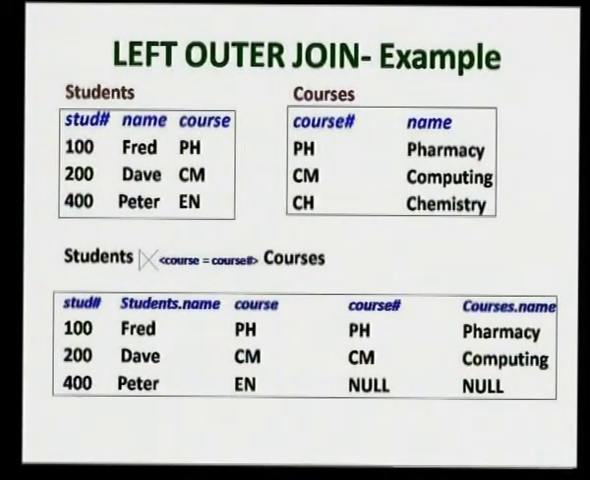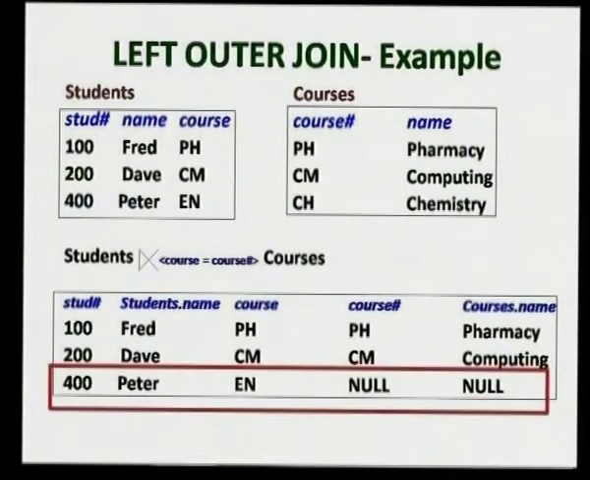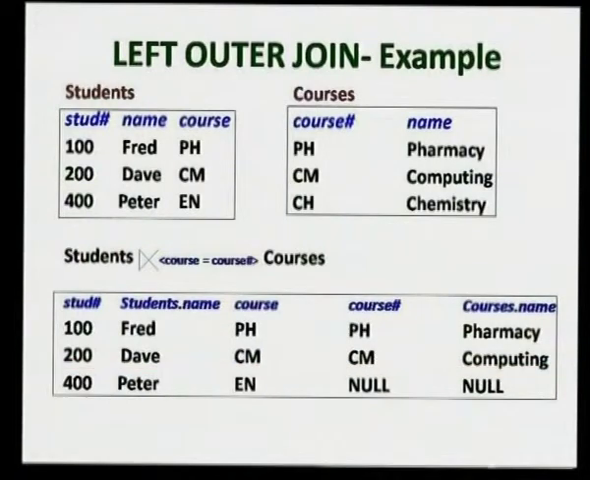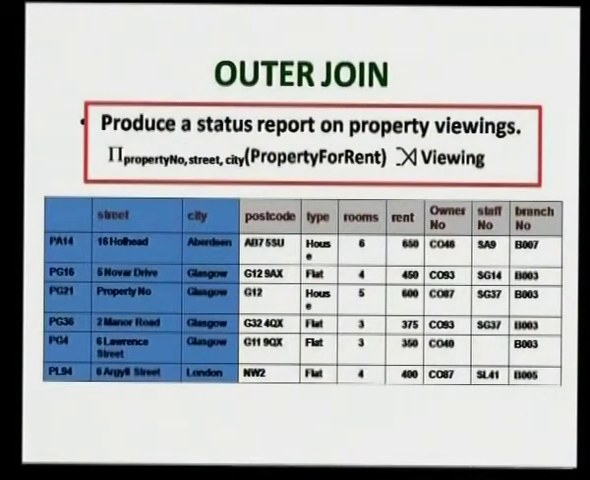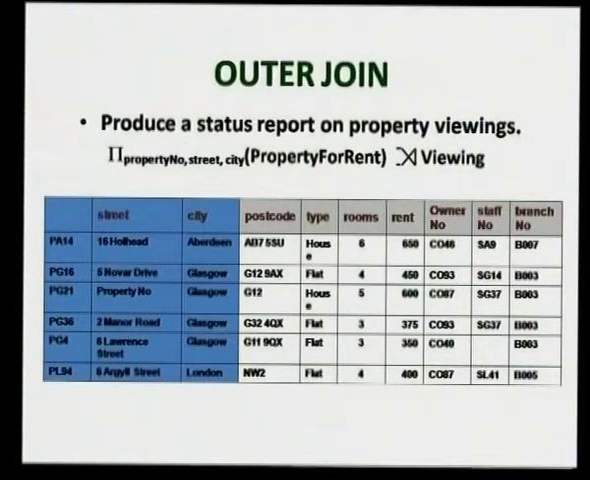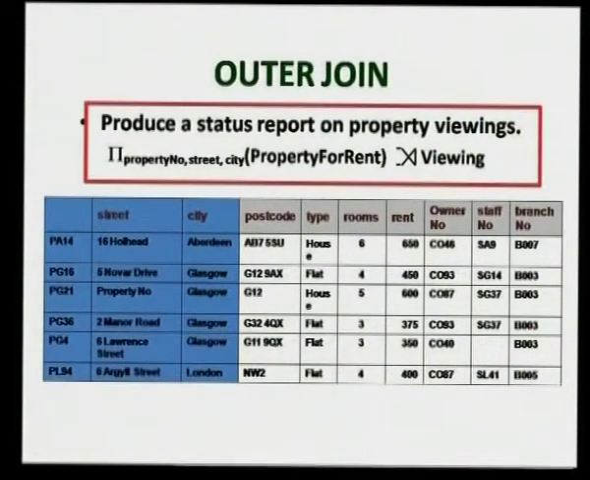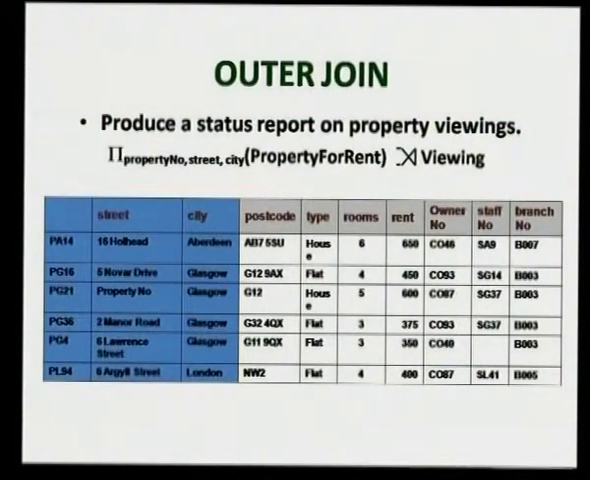So, this is the meaning of padding with null. This is the left outer join. Left outer join is where the unmatched tuples of R are put in the final relation. It produces a status report on property viewing. Here you have the same example where we show the output.